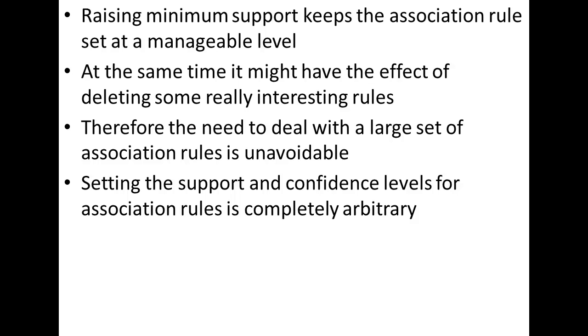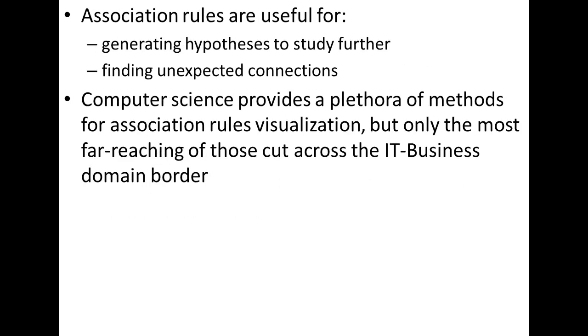Therefore, the need to deal with a large set of association rules is unavoidable. Setting the support and confidence levels for association rules is completely arbitrary, so it might also depend on a specific data set. So you specify a level of confidence and support, you get really few rules, and you just change it for that specific data set. Now, association rules are useful for generating a hypothesis for further study and also for finding unexpected connections.